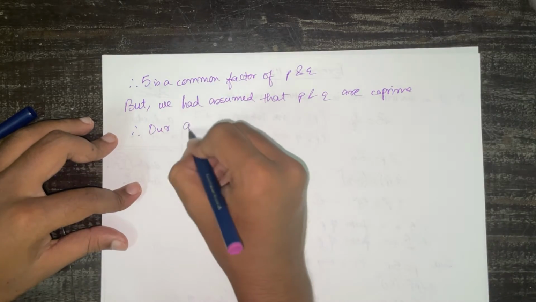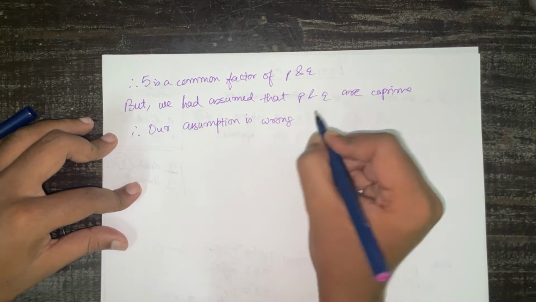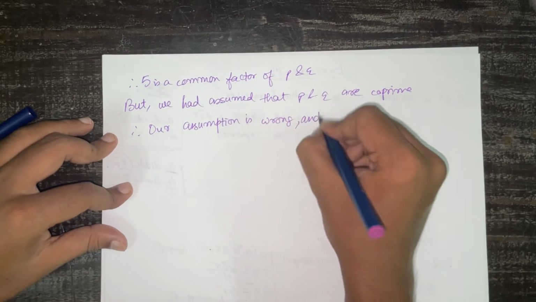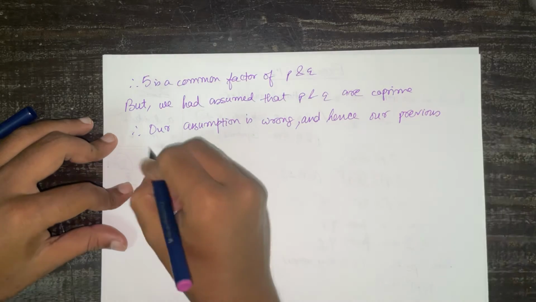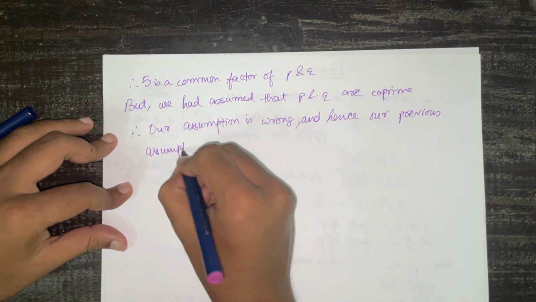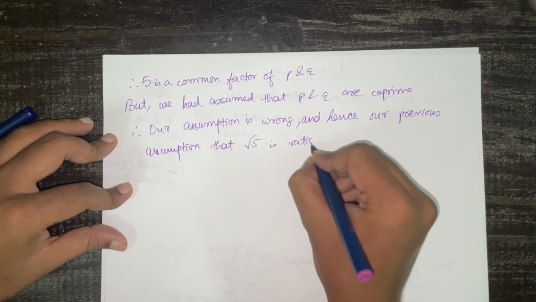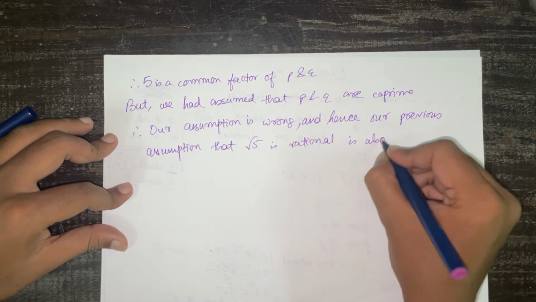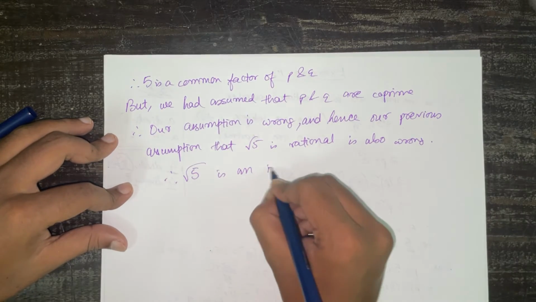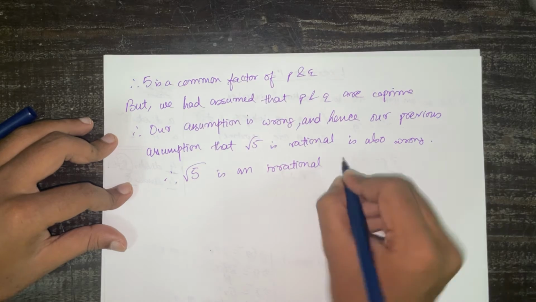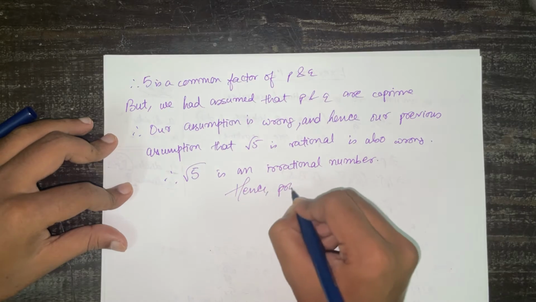Therefore our assumption is wrong, and hence our previous assumption that root 5 is rational is also wrong. Therefore root 5 is an irrational number. Hence we have proved the sum.